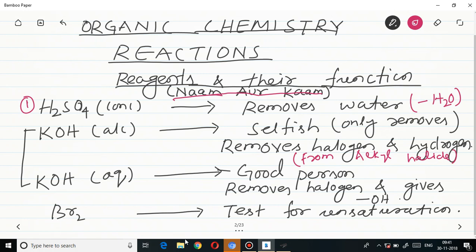Now bromine, Br2. You know bromine is brown in color. So we use it for test for unsaturation. It means if you want to differentiate between a saturated compound and an unsaturated compound, you will use Br2.